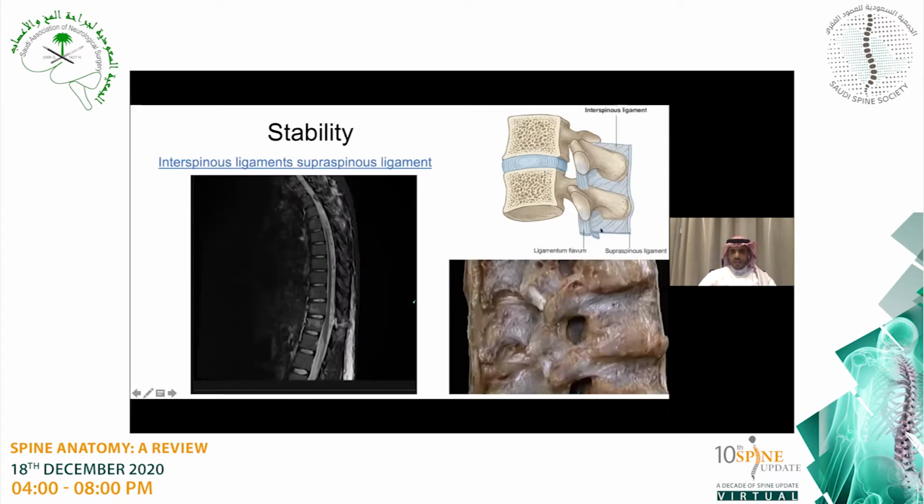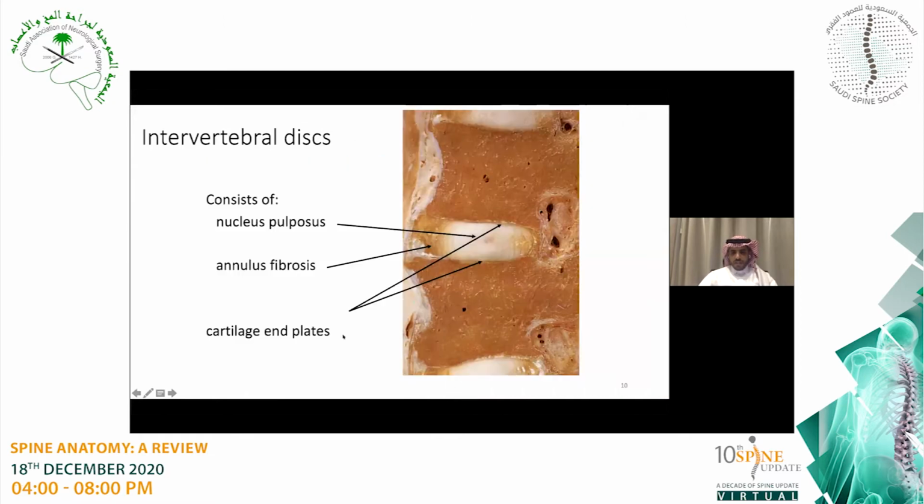Here are the interspinous ligament and the supraspinous ligament. They are very important. We can see them also in this specimen. This is the supraspinous, and this is the interspinous ligament. They are very important for stability, and we can see in this MRI that there is injury to the posterior complex, and this necessitates fixation even if we don't see a lot of compression in the vertebra.